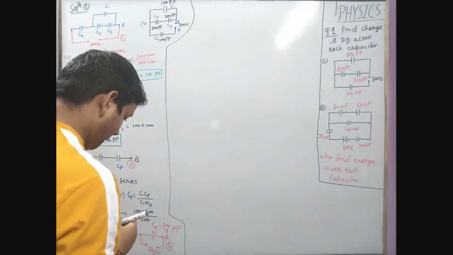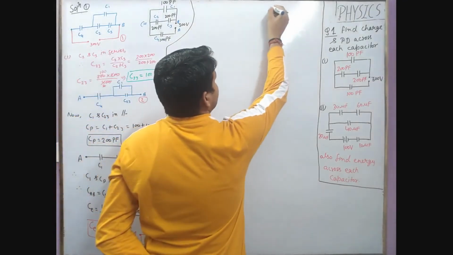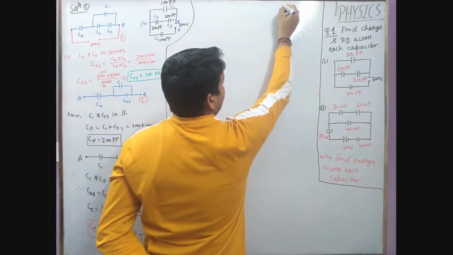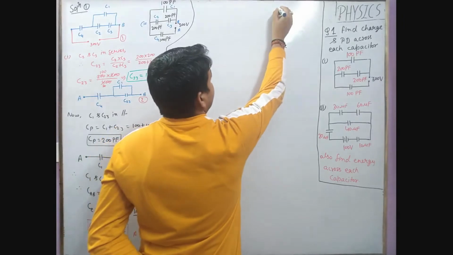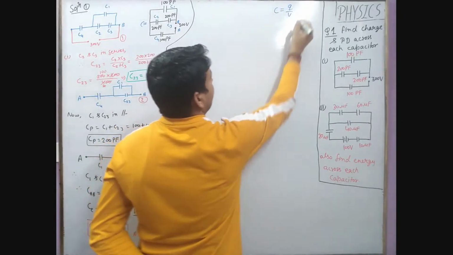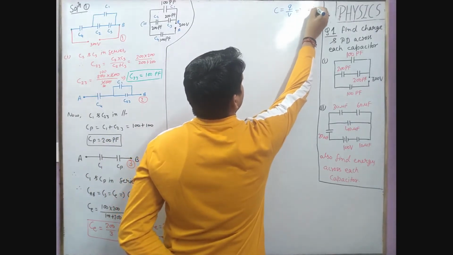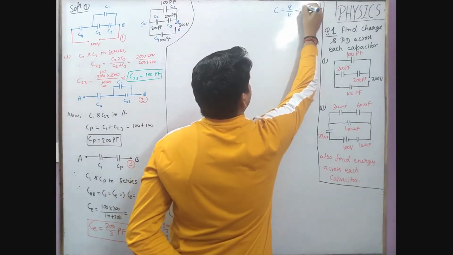Therefore, first we have the value of capacitor. C is equal to Q upon V. Okay. Now from here you will calculate that Q is equal to CV. Clear?